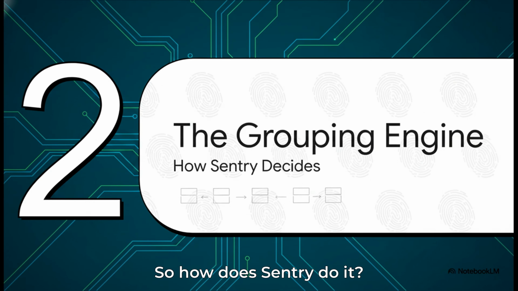So, how does Sentry do it? How does it decide which events belong together? Well, it's not magic. It's an algorithm, a step-by-step process that follows a strict order of operations to create what's called a fingerprint for every single event. If 2 events get the same fingerprint, boom, they get grouped into the same issue.